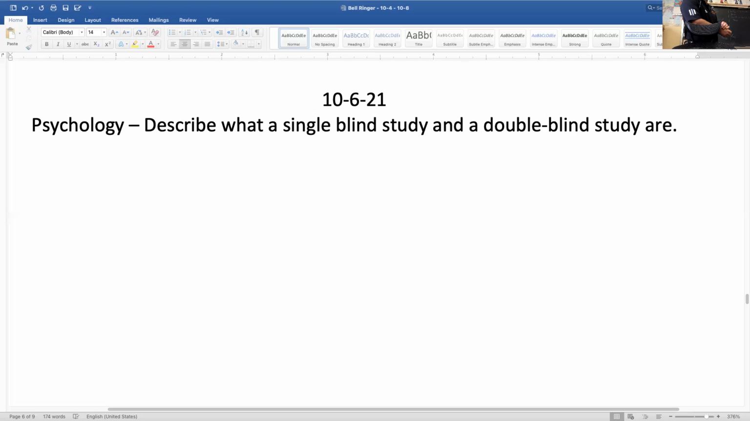Double blind study. What do we got here for this one? Christian, what do you have for double blind study? Yeah, good job. So no one, not even the experimentees, has any clue who the experimental group is or the control group, along with the experimenter himself.